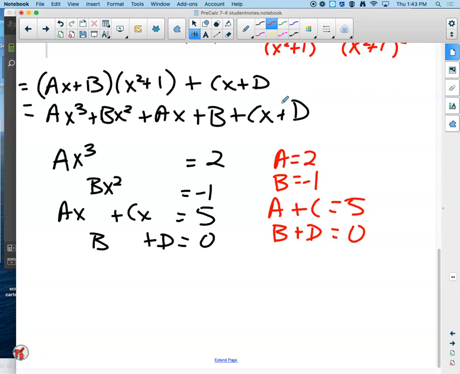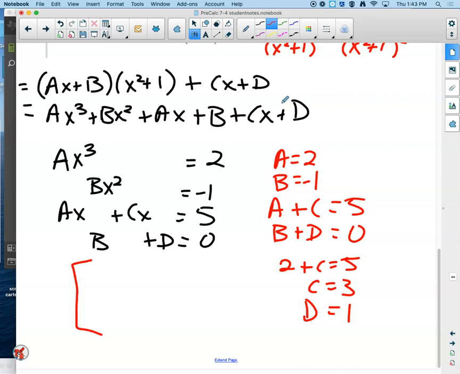Now, you could certainly make a matrix out of that, but this would definitely be one we would want to see you do algebraically, because it'd be really silly to take the time to put this in, unless you're going to check it. So now, if A plus C equals 5, and A is 2, well, that must mean that C is 3. And if B plus D has to equal 0, that would make them opposites. And if B is negative 1, then D has to equal 1.